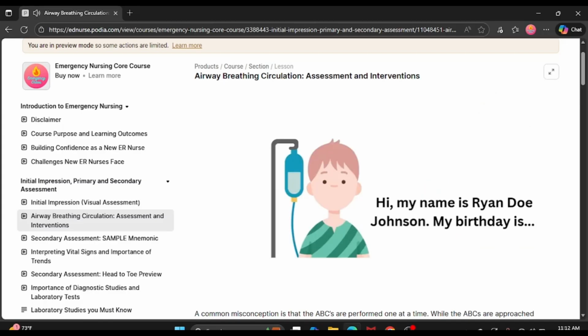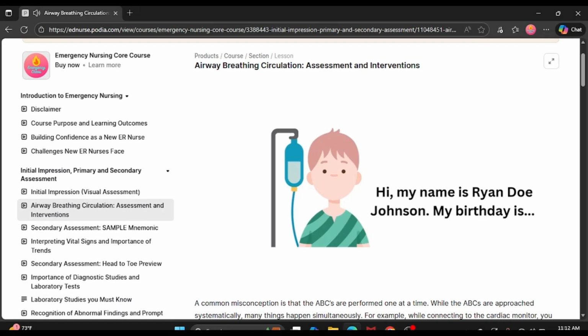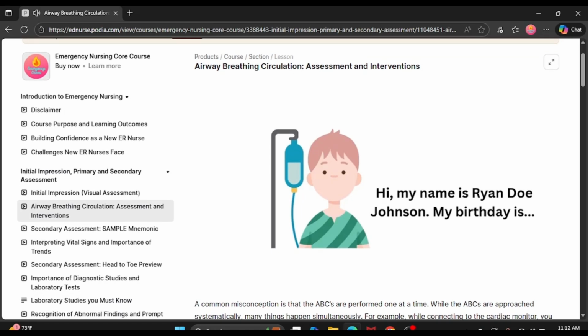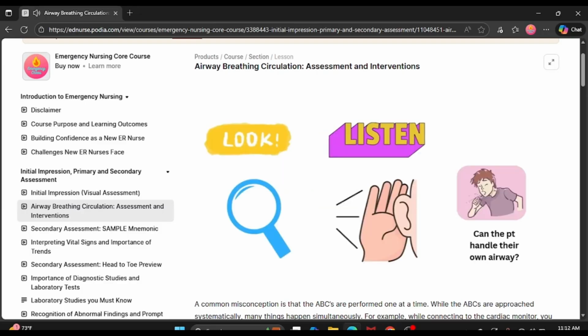Now, to put it simply, if the patient is speaking, the airway is intact at that moment. Your follow-up question is if it's going to stay intact. Is there any chance that it may become obstructed? But again, if your patient is speaking, the airway is intact. Now, let's continue our assessment.